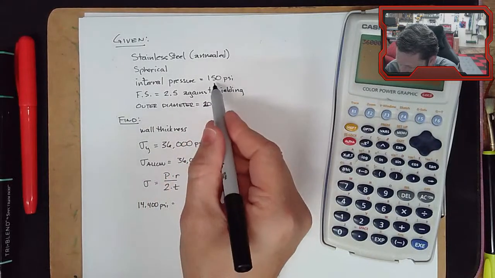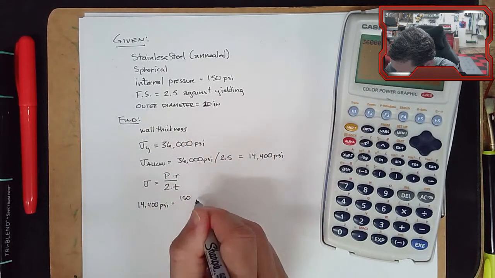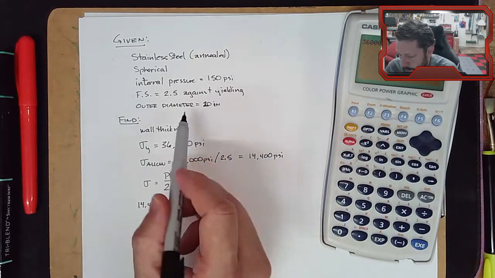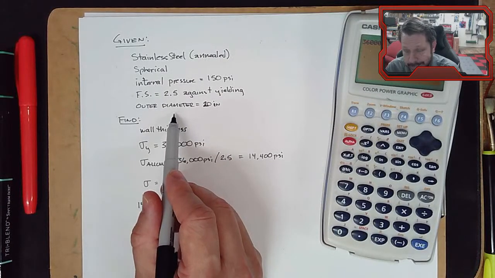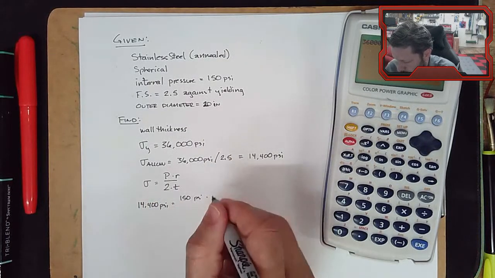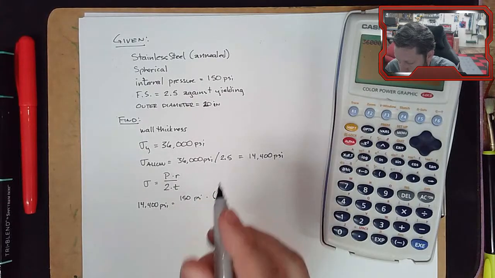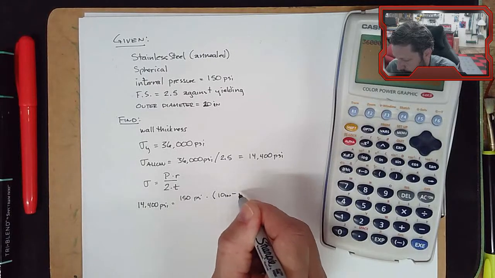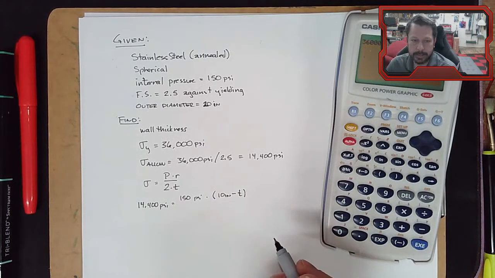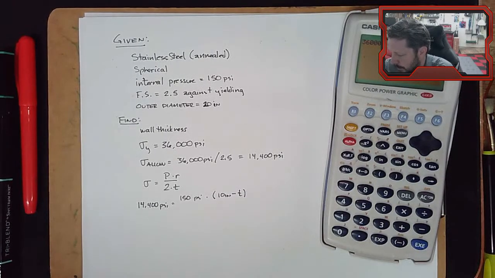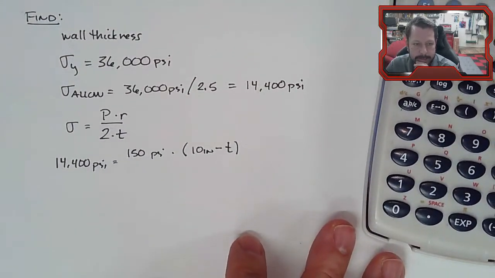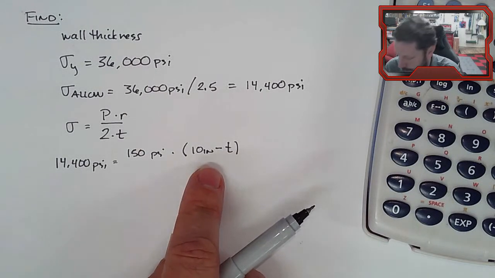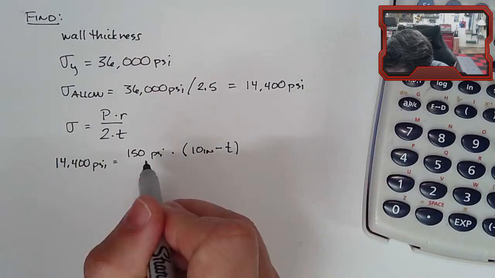equals P. It has to support 150 psi times R. We don't know the internal radius. We know the outer diameter and the outer radius, but we don't know the internal one. So what we're going to do here is say the outer radius is 10 inches, but we have to subtract off the wall thickness to get to the inner radius. This probably won't make a huge bit of difference, but it will make some difference. If you use 10, it would probably be about the same anyway, but we're going to use the inner radius.